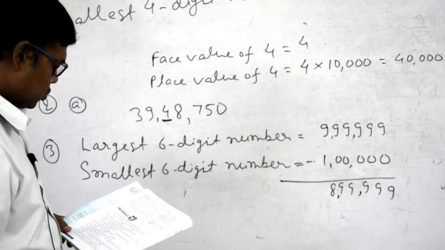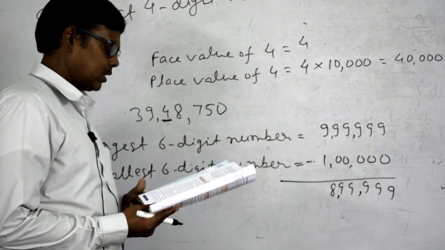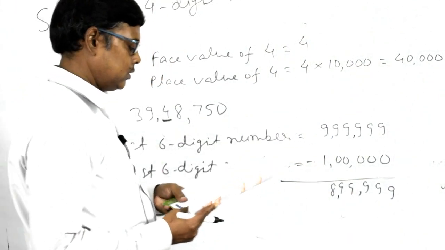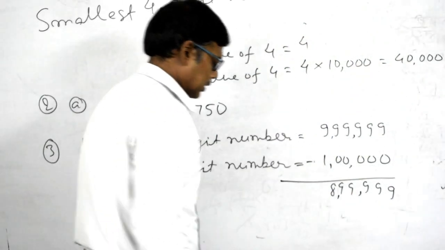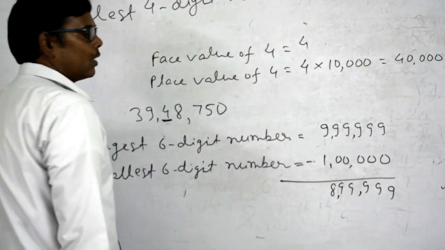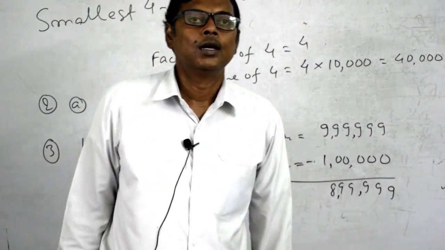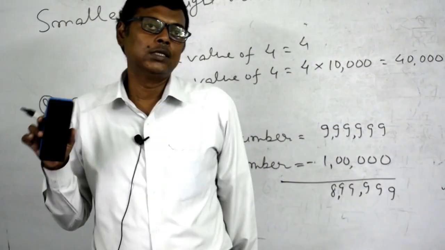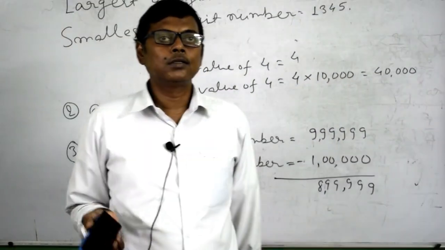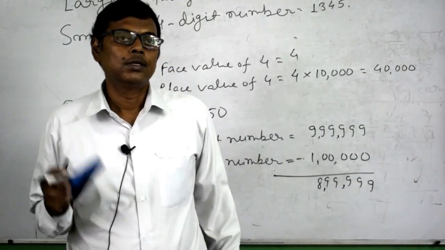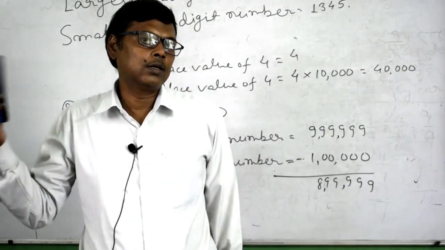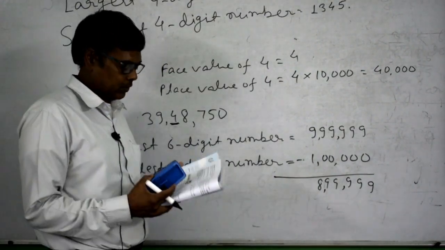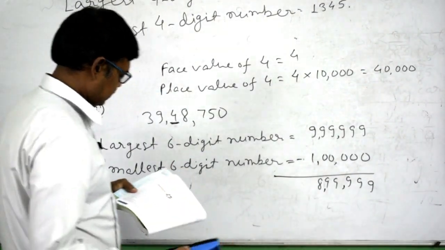Okay. So next is here, arrange the following numerals in the ascending order. We have to arrange the given numbers in the ascending order. And what is the meaning of ascending order? Ascending order means in the increasing order. That is, increasing means you will write first the smallest number, then bigger number, then bigger number, then bigger number, then at last the biggest number. That is the meaning of ascending order.